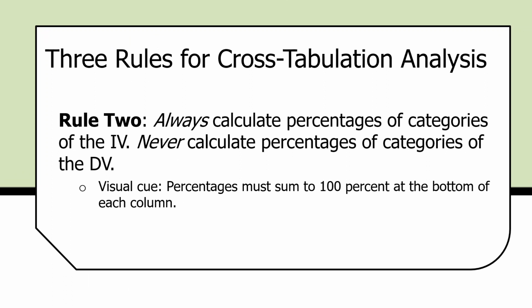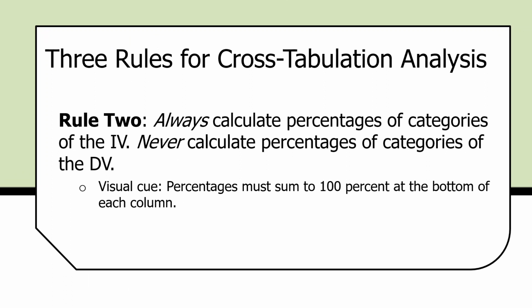So for example, we want to calculate percentages of Democrats who favor gun control and take the other category of gun control. Percentages of independents who favor, percentages of Republicans who favor. So we're calculating percentages of the categories of the independent. We don't want to know, for this hypothesis, the percentage of, say, those who favor gun control who are Democrats, independents, and Republicans. That's the wrong kind of calculation to make. Never calculate percentages of the categories of the dependent.